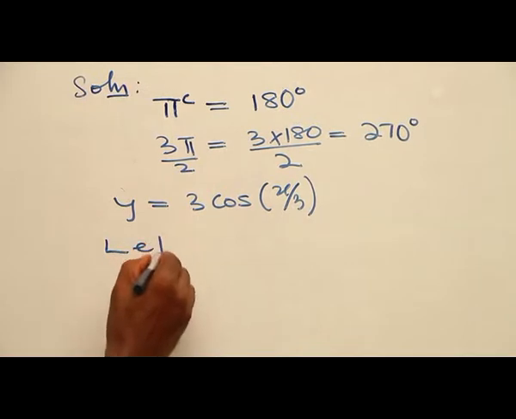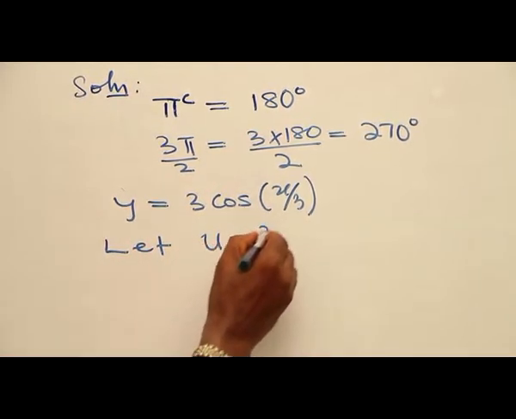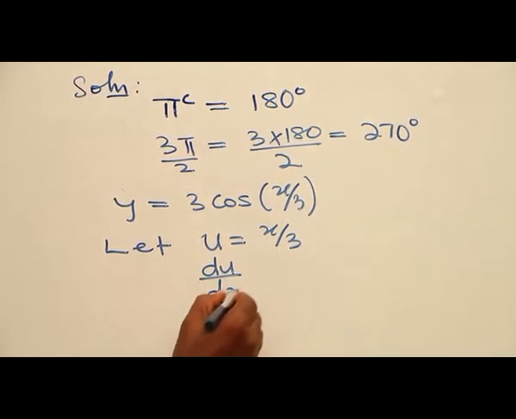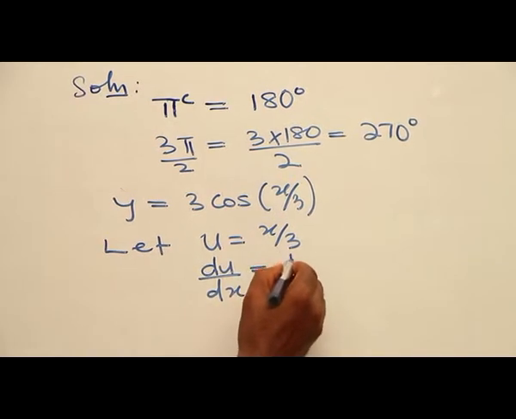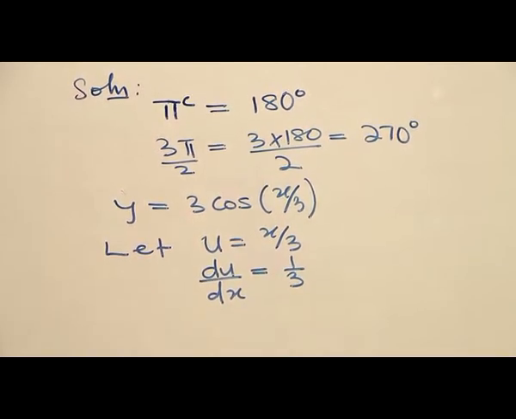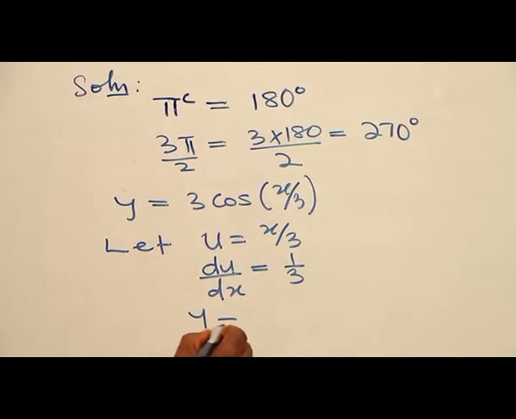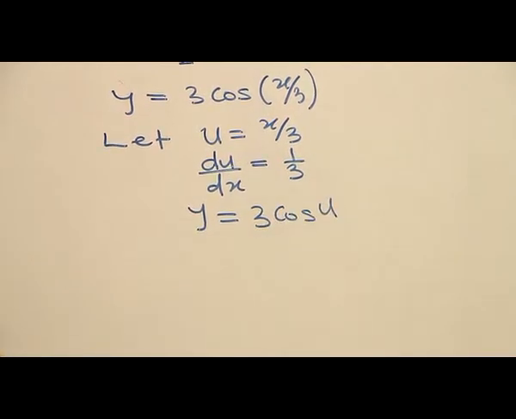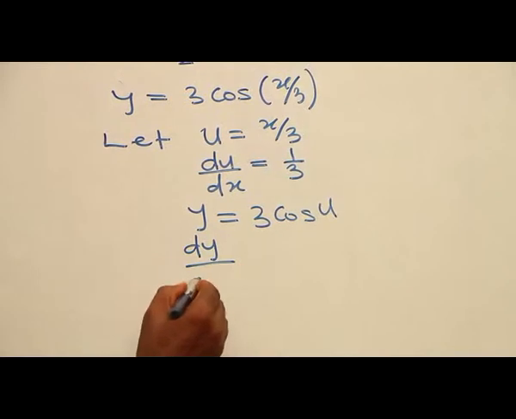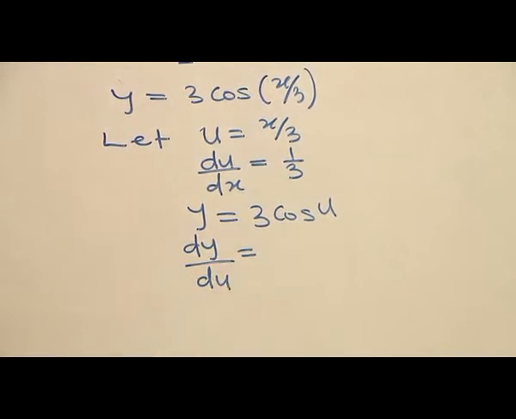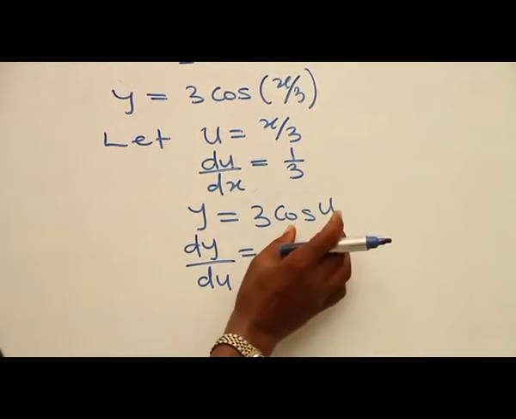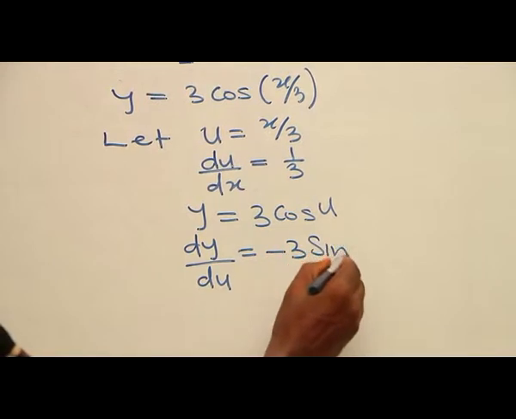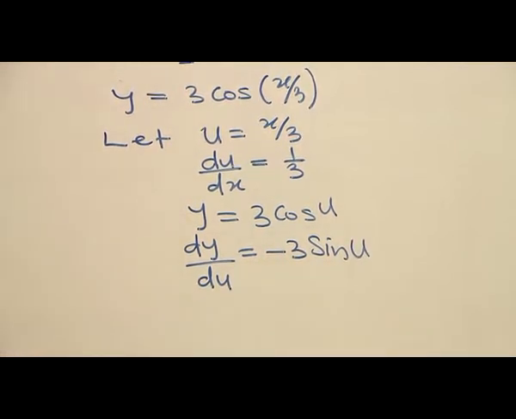As I said earlier, let u be equal to s over 3. Then you differentiate u with respect to s, and that is equal to 1 all over 3. So you now have y equal to 3 cos u. So you can now differentiate y with respect to u. If you differentiate cos, you have minus sine. So minus 3 sine u becomes the derivative.